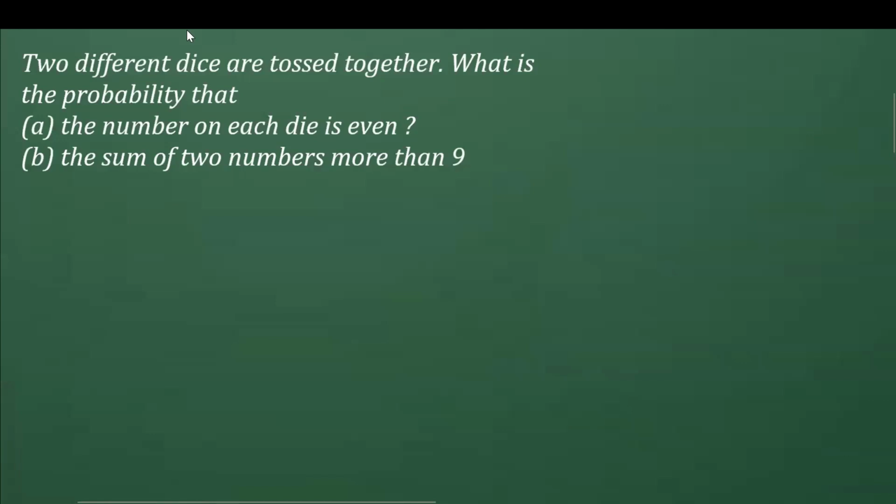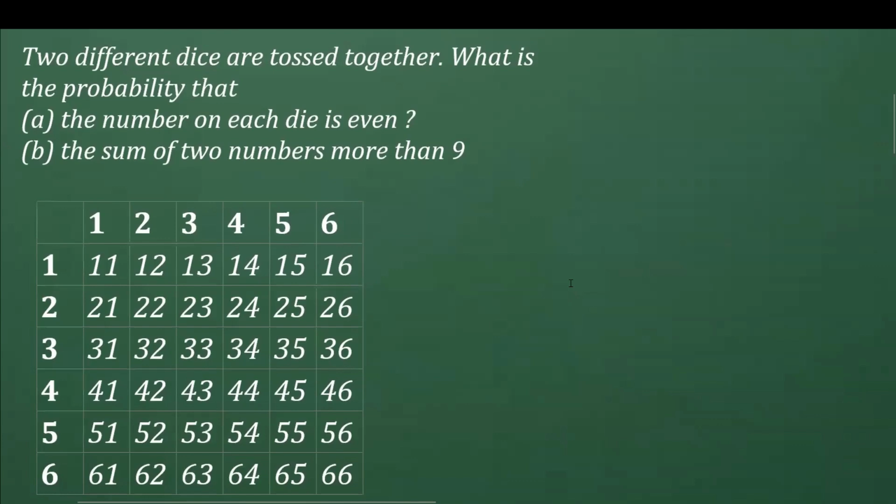Now in the next question, it says two different dice are tossed, and what we have to find out is the probability that the number on each die is even, and the probability that the sum of the two numbers is more than 9. So first we make a table. This is what the table we should make. This represents dice 1 and this is dice 2. So these are the possible numbers that we can get.